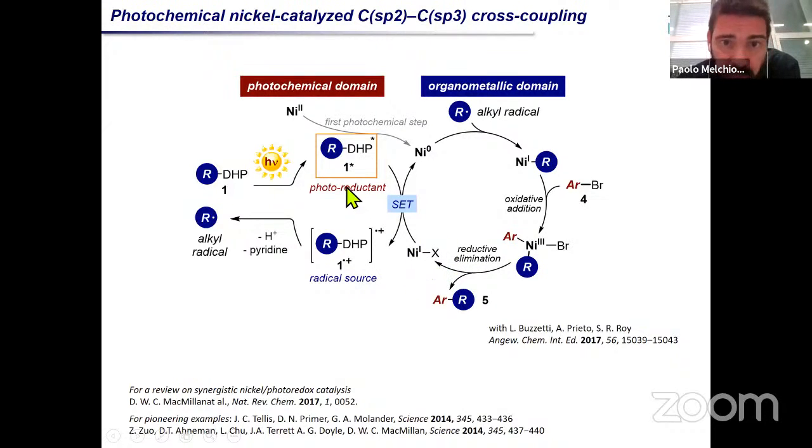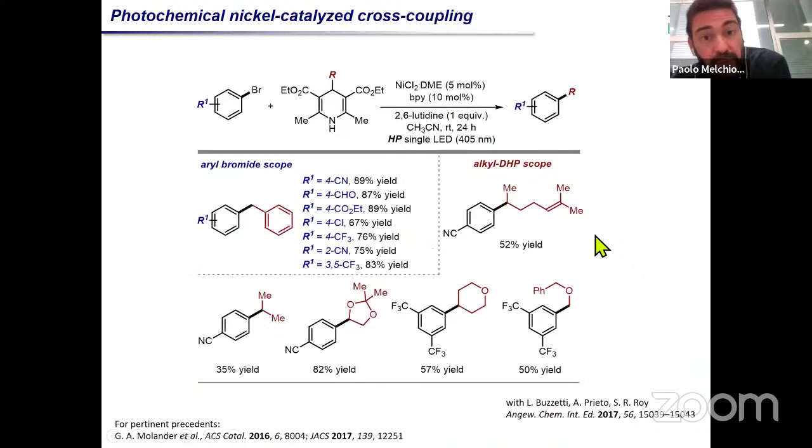There is not much of a problem if you think that the excited dihydropyridine is a strong reductant that can give an electron to the nickel 1, bring it back to the active nickel 0, regenerating the alkyl radical, and this chemistry can keep going. Indeed, it was possible to develop this photochemical nickel cross-coupling reaction under very mild conditions at ambient temperature using the excitation of the dihydropyridine at 405 nanometers.